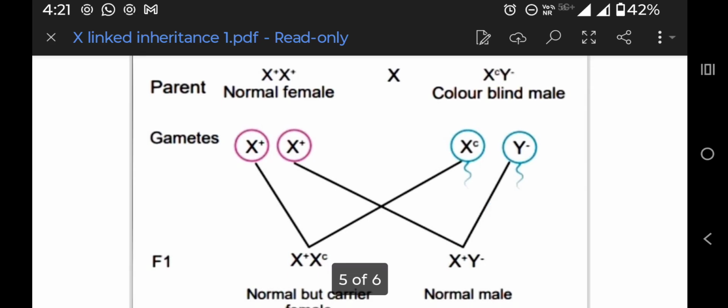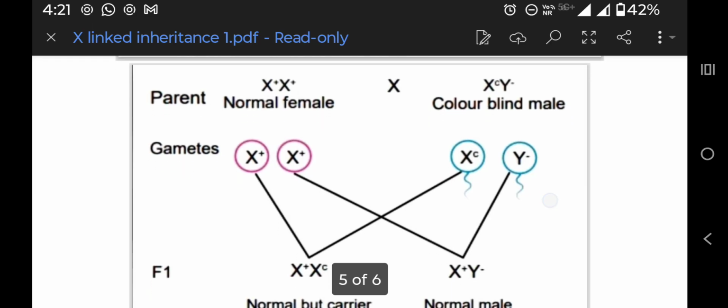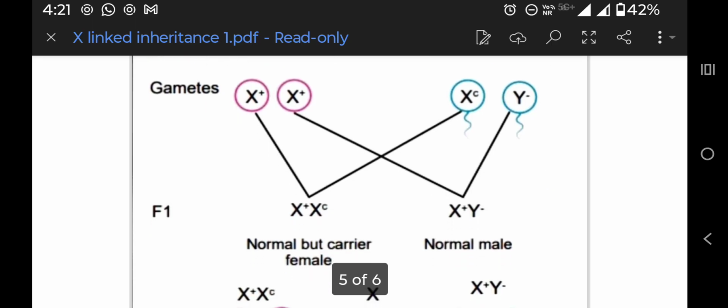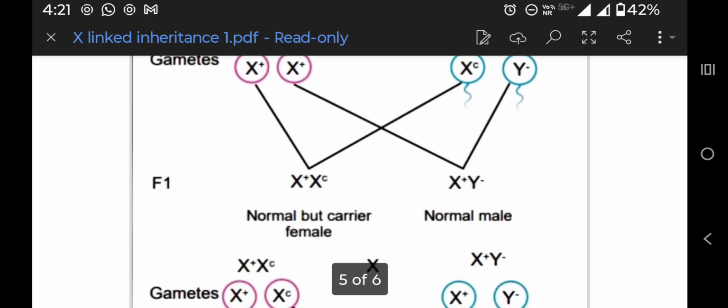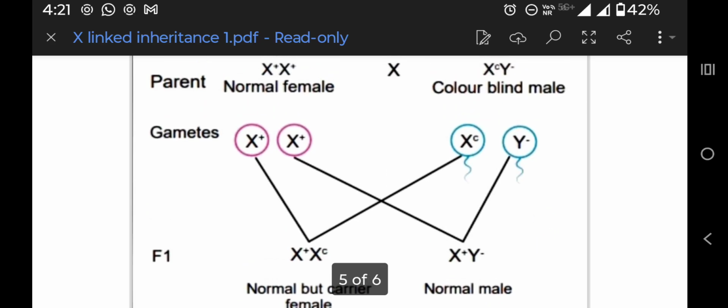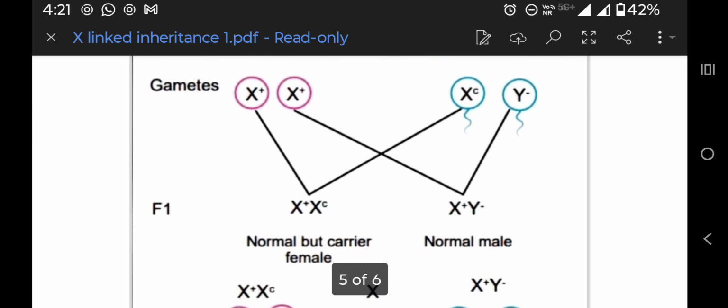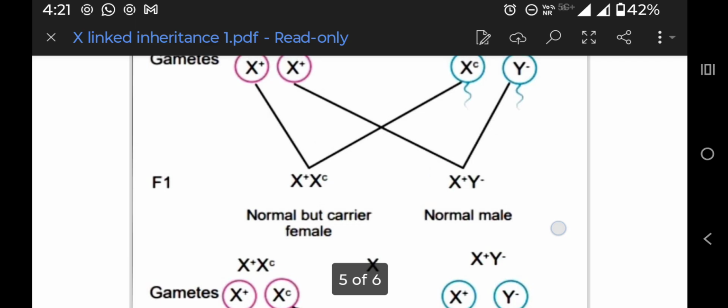So this is the example of colorblindness again, with a normal female and a colorblind male. Here the opposite occurs: the female is normal but the male is colorblind. When the male is colorblind, then the daughter will be carrier and the son will be normal. Although the man is colorblind, the son receives one X chromosome from the normal female and the Y chromosome from the male, and because it is X-linked transmission, the son will be normal. So here you are getting the normal male.